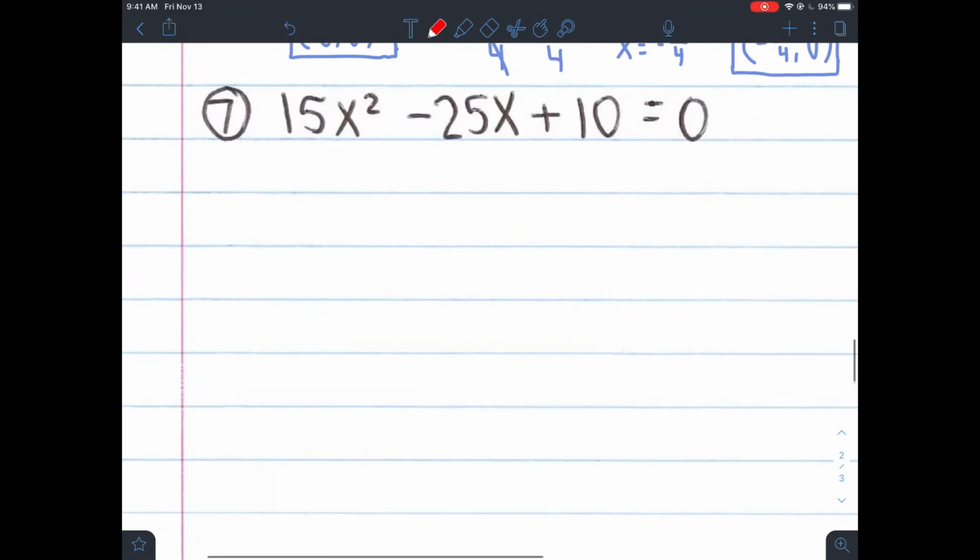All right, number 7. First step is you want one side equal to 0. I got that, right? And we want x squared to be positive. X squared is positive. It's 15 here, so we're good. Things are looking good so far.